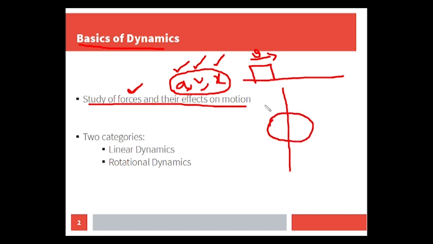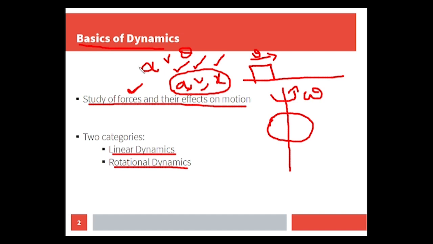Imagine a disk rotating about this axis at an angular velocity omega. So we have the rotational equivalent: for acceleration we have angular acceleration alpha, for velocity we have angular velocity omega, for displacement we have angular displacement theta. So everything has its equivalent, or analog. So this is the linear case and this is the rotational case. So we can have two types of dynamics, the linear dynamics and the rotational dynamics. Those are the two categories of dynamics.